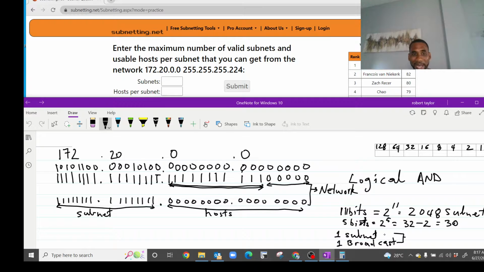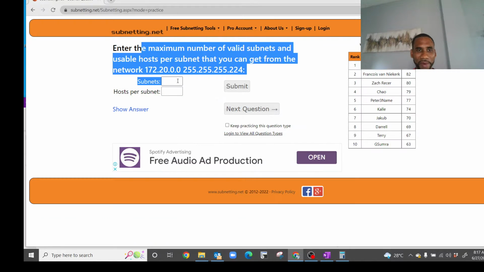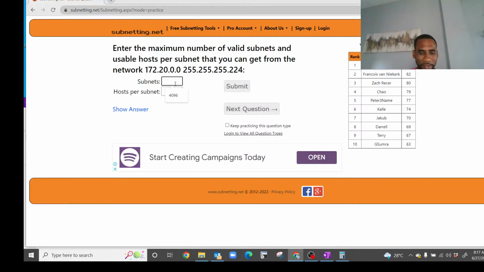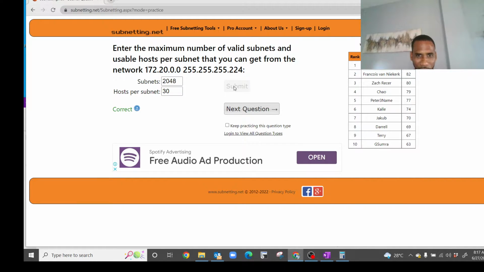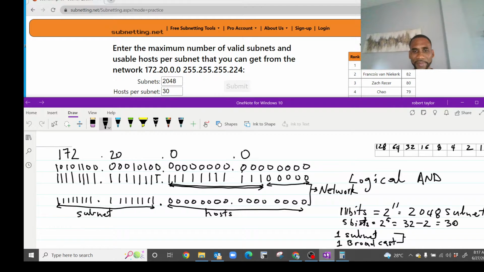So let us test our answers. The number of subnets is 2048, and the number of hosts per subnet is 30. Submit. Woohoo! We got it right.